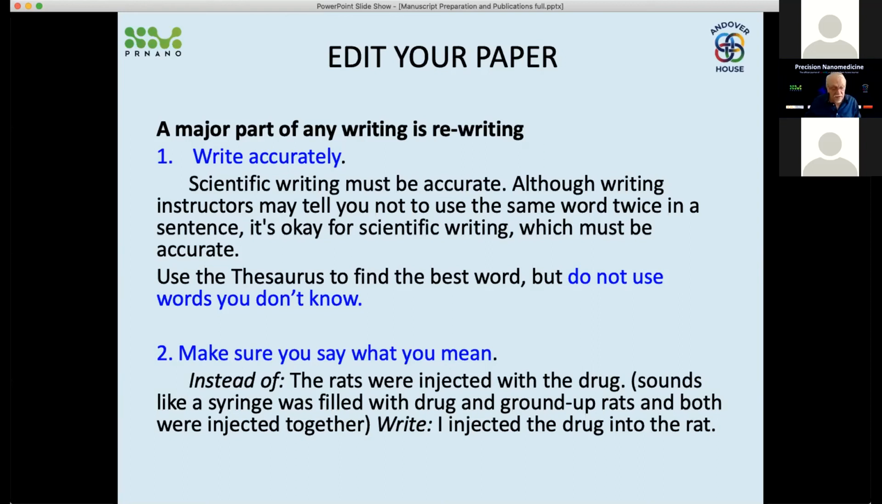Here is a general example that I've seen so many times. It says the rats were injected with the drug, or mice were injected with the drug. To an English speaker, that sounds like a syringe was filled with the drug and the ground up rats, and both were injected together somewhere, because the function of "with" also means together. It's unclear. So this sentence sounds very funny to an English speaker.